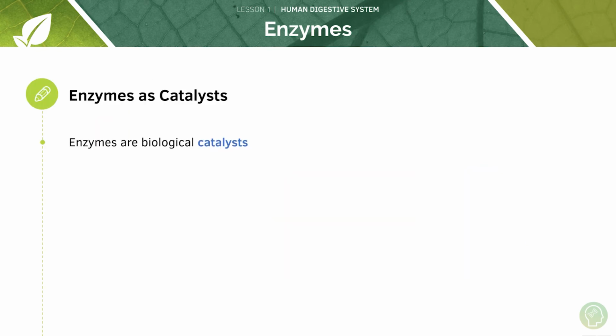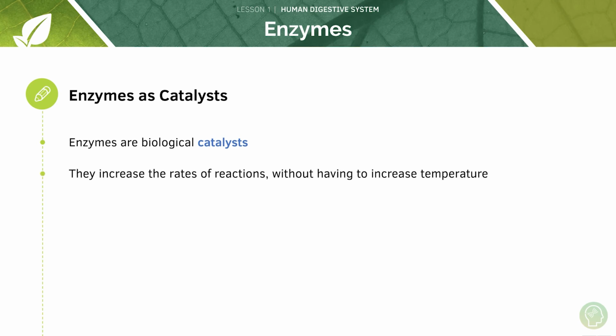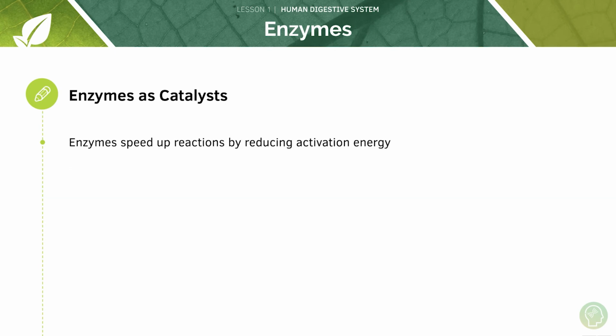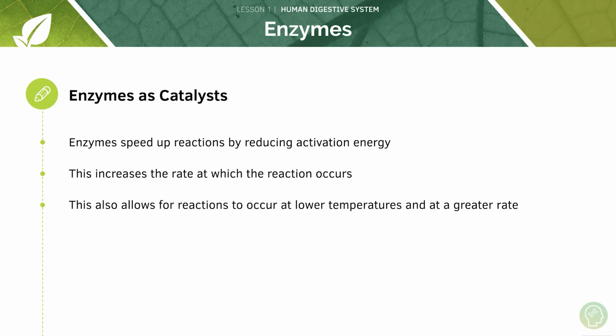So enzymes are biological catalysts, which means that they increase the rate of the reaction without having to increase temperature. So they do this by decreasing the activation energy required for a reaction to occur. Because when two reactants collide, they need enough energy for a reaction to happen, and this is known as your activation energy. But enzymes overcome this threshold that needs to be reached by reducing the activation energy, and therefore this increases the rate at which the reaction occurs. And it also allows for reactions to occur at lower temperatures and at a greater rate.